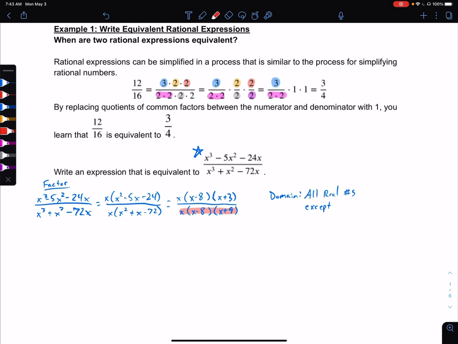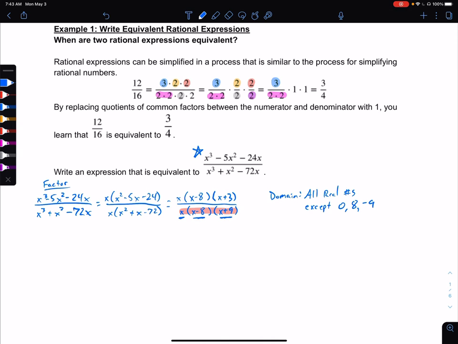and that would create an undefined expression. So in terms of the domain, x in this piece right here cannot be 0. So all real numbers except 0. Here, we can't have x be a positive 8, because 8 minus 8 would give us 0. So it cannot be 8. And here, x plus 9, how would that become 0? That would be if it was a negative 9. So the domain is going to be all real numbers except 0, 8, and negative 9.